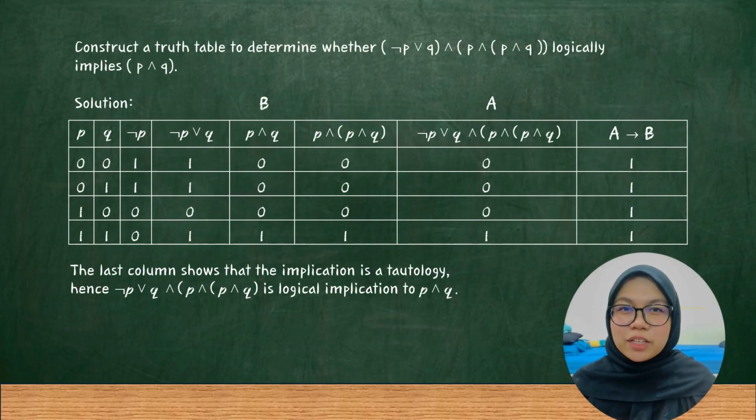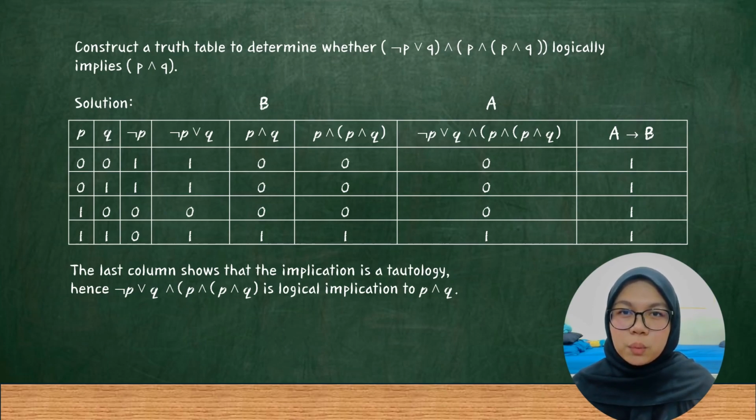Now, let's move into the second example. The given question is, construct a truth table to determine whether (not P or Q) and P and Q logically implies P and Q. Before answering the question, we must first create a table. Next, list down all of the true values for P and Q. As we learn in truth tables, 1 is referred to as true, meanwhile 0 is referred to as false.